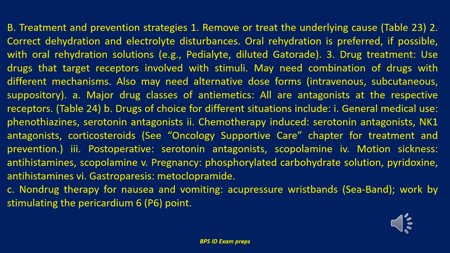4. For motion sickness, we use antihistamines, and scopolamine. 5. In pregnancy, we use phosphorylated carbohydrate solution, pyridoxine, and antihistamines. 6. In the case of nausea and vomiting due to gastroparesis, we use metoclopramide. C. Non-drug therapy for nausea and vomiting include acupressure wristbands, C-band, which work by stimulating the pericardium 6 (P6) point. Pause the video and carefully scrutinize Table 24 summarizing select antiemetics.